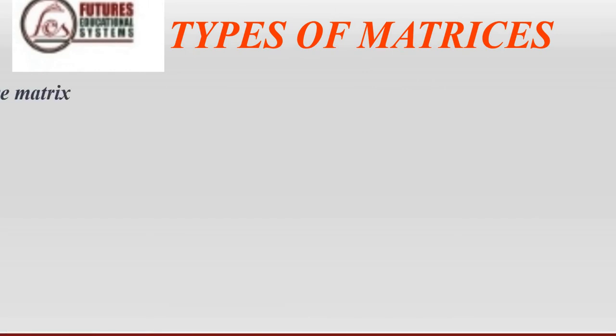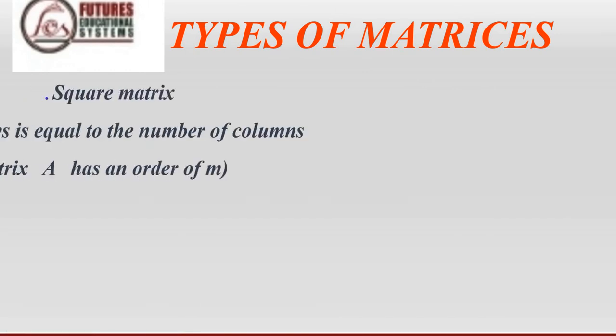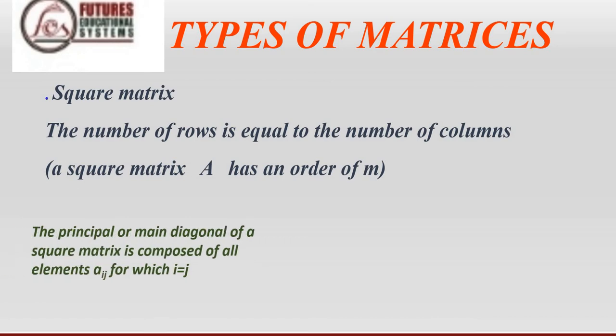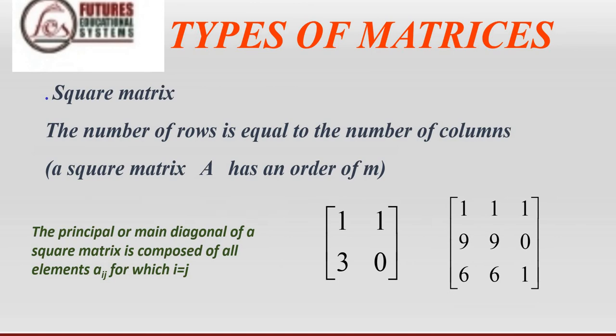Another type of matrices, square matrix. In a square matrix, the number of rows equals the number of columns. This matrix is of order 2 by 2, but this matrix is of order 3 by 3. It's a square matrix.